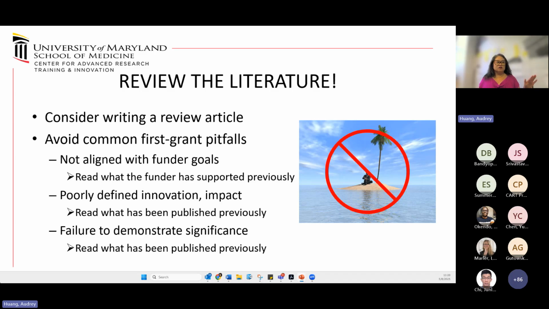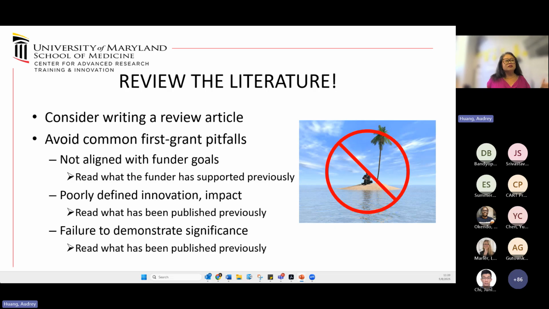Also, first time grant writers, early draft, first grants, poorly defined innovation and impact. How do you fix that? Read what has been published previously and work that into your draft. How is what you're doing new and innovative? Well, you can only compare that if you know what's been done before, right? How does it impact human health? Well, you can only really know that if you've looked at what's been done before and you have the adequate citations.